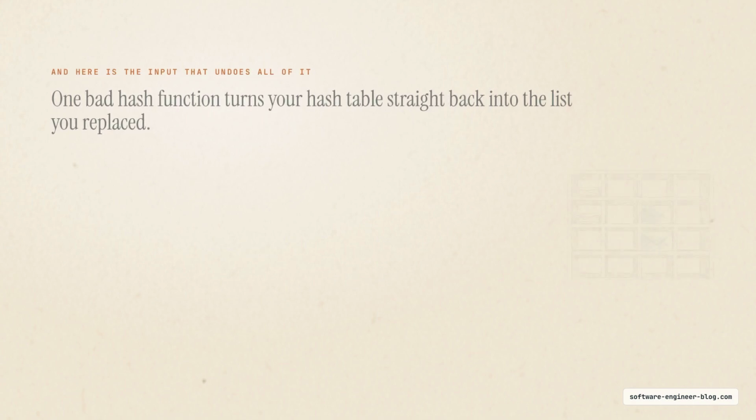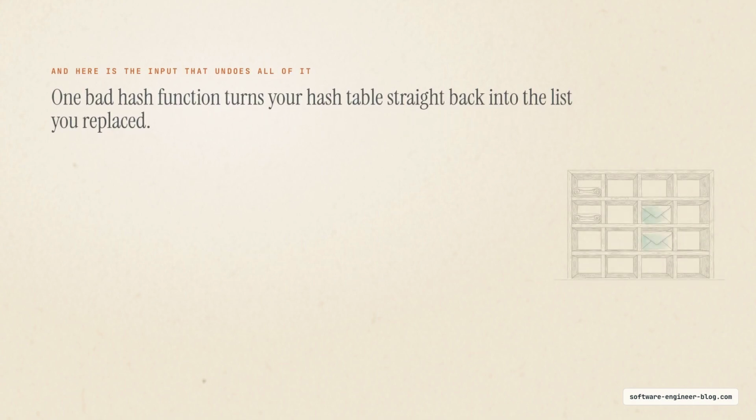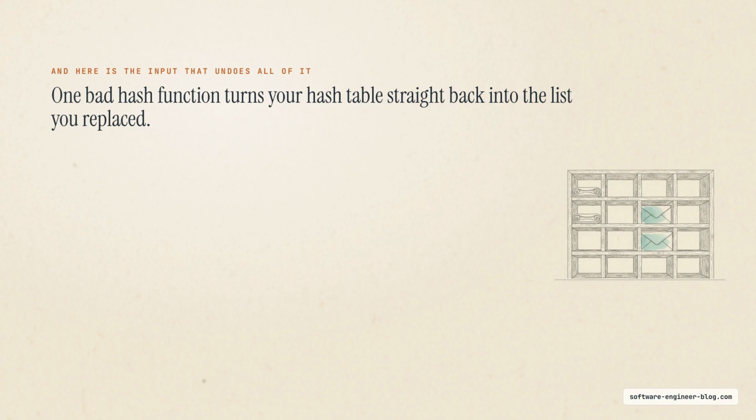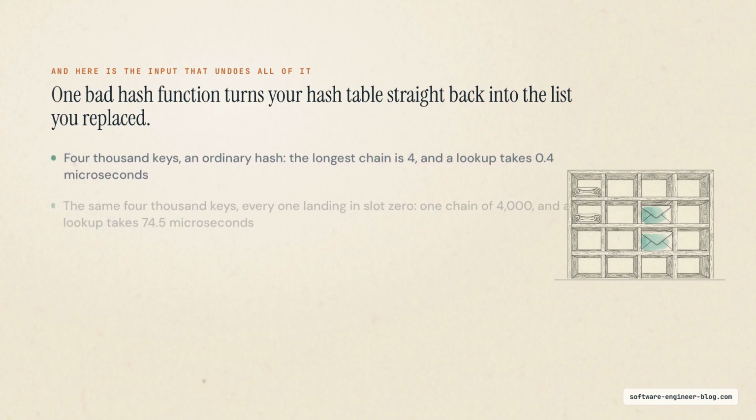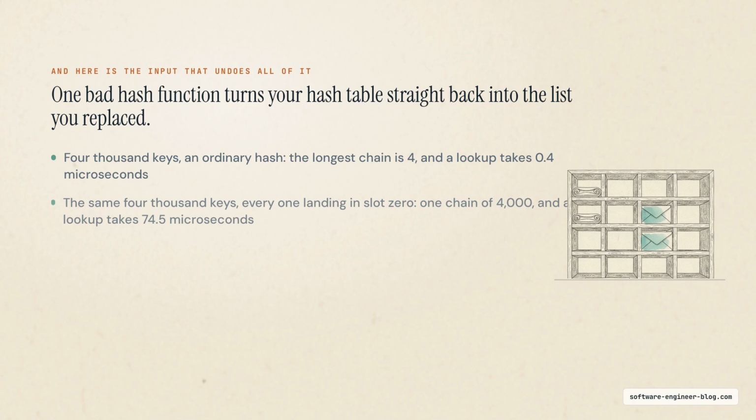Measured. 4,000 keys with an ordinary hash function. The longest chain is 4, and a lookup takes 0.4 microseconds. Now the same 4,000 keys with a hash function so bad that every one lands in slot 0. One chain, 4,000 entries long. That lookup takes 74.5 microseconds, 186 times slower. Same table, same keys, same machine, only the hash changed.